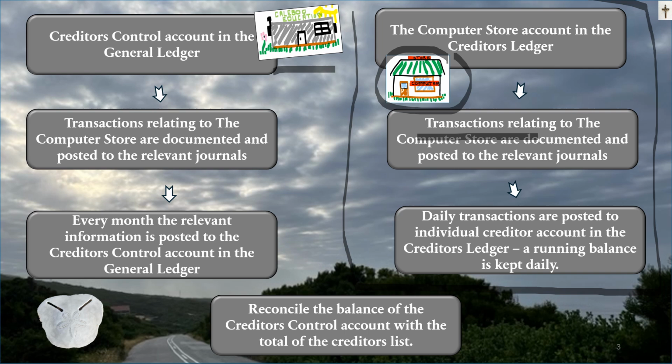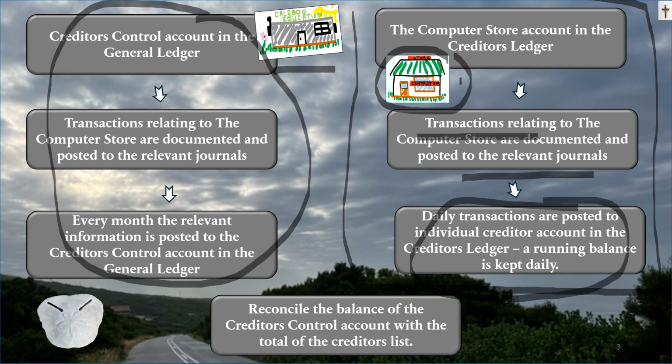For February, we're going to post to the journals, and on a daily basis, we're going to post to the creditors ledger, specifically the account of the computer store. Once we've finished that, we will look at the control account, and we will balance the control account in the general ledger, taking the information from the journals. So let's move on. We're going to do, first of all, the account of the computer store in the creditors ledger.